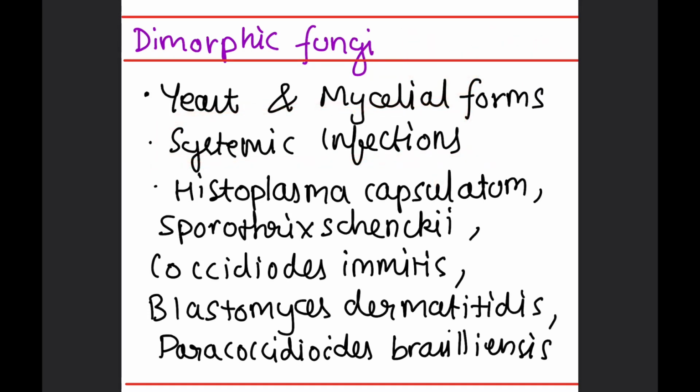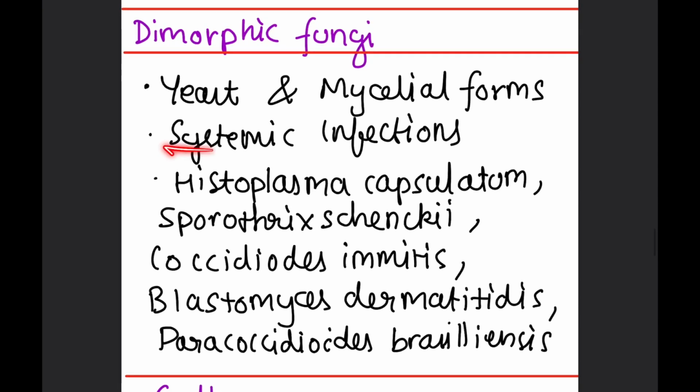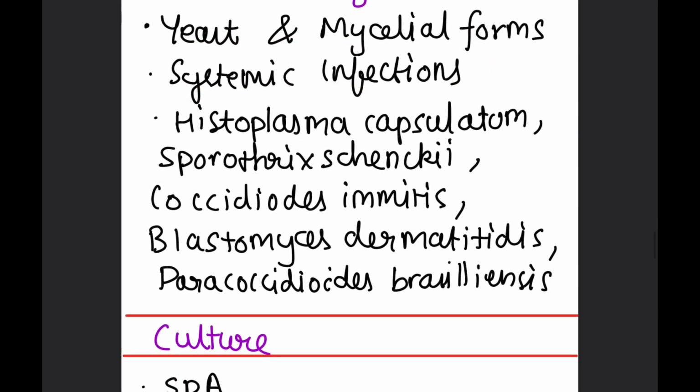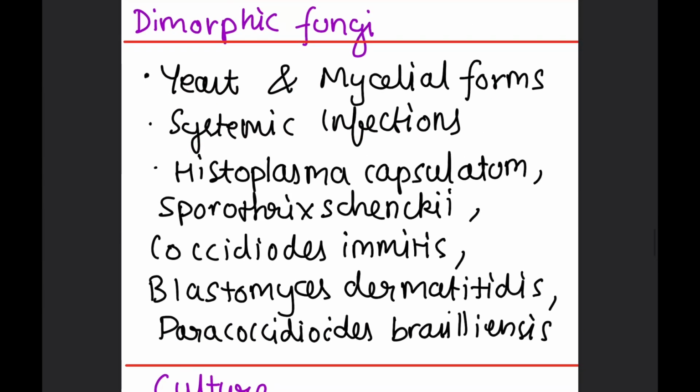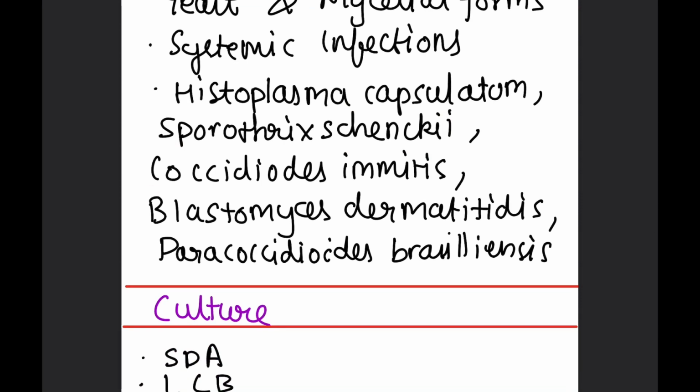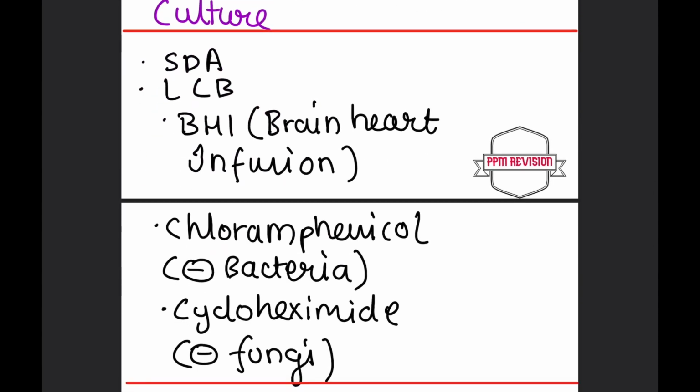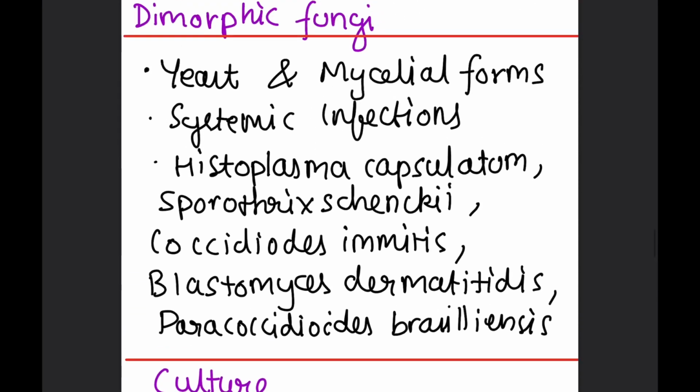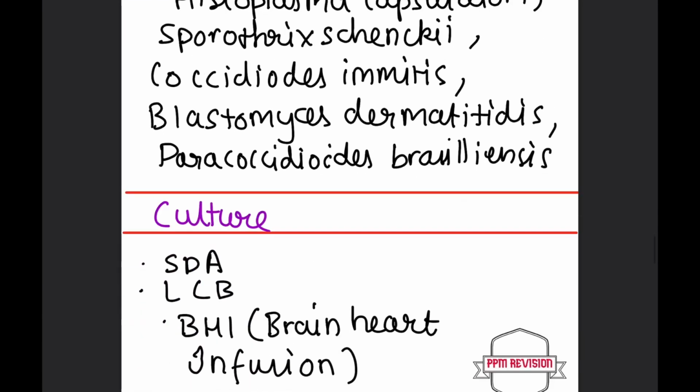And then systemic infections. Histoplasma produces systemic infections, and we need to know a few examples also: Histoplasma capsulatum, Sporothrix schenckii, Coccidioides immitis, Blastomyces dermatitidis, then Paracoccidioides brasiliensis. Once you read this multiple times, you will stick it in your memory.